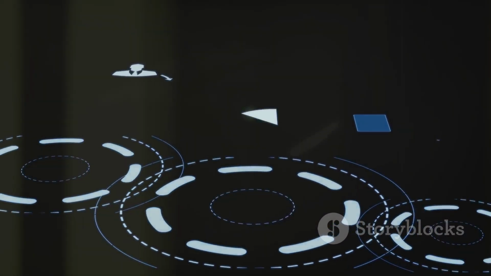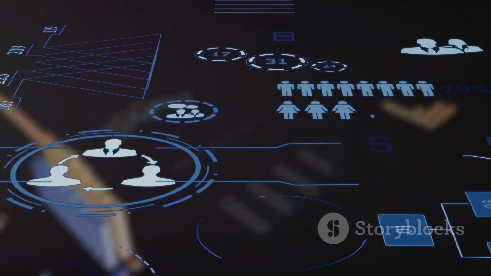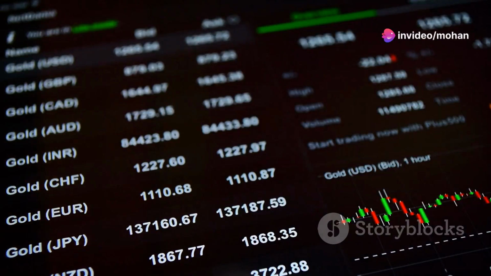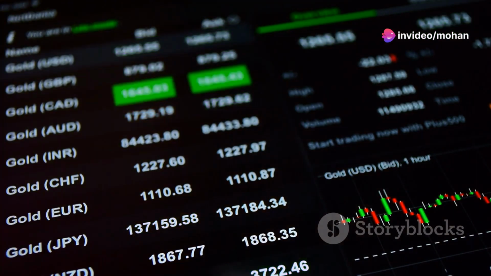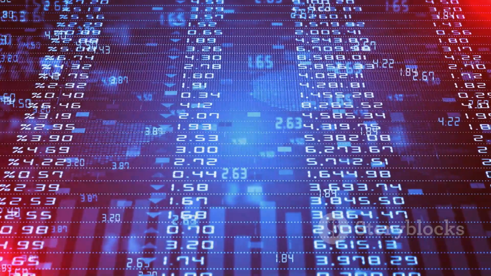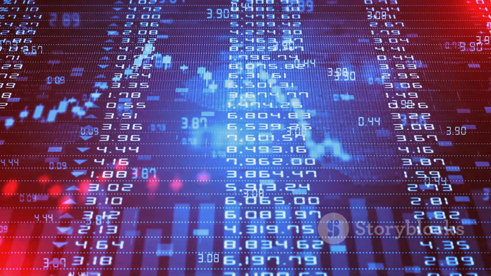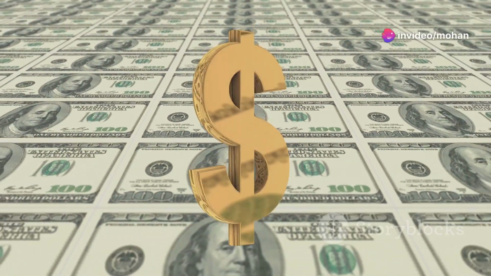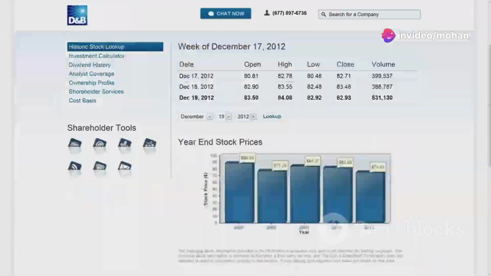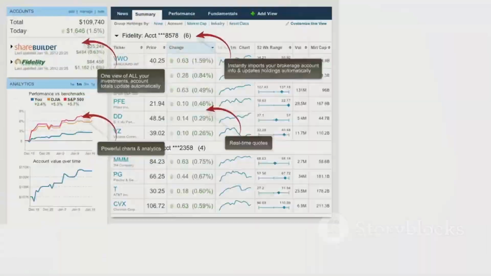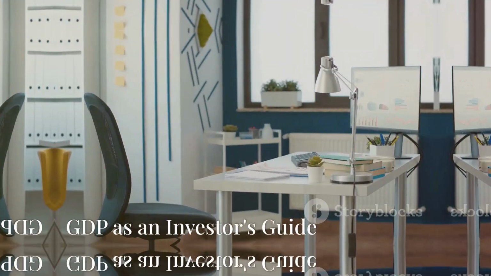Gold, often considered a safe haven asset, tends to have an inverse relationship with GDP. During periods of economic uncertainty or recession, when GDP growth is slowing or contracting, investors often flock to gold as a store of value, driving up its price. Conversely, when economies are strong and GDP is growing, investors may shift their focus to riskier assets like stocks, potentially leading to a decline in gold prices.